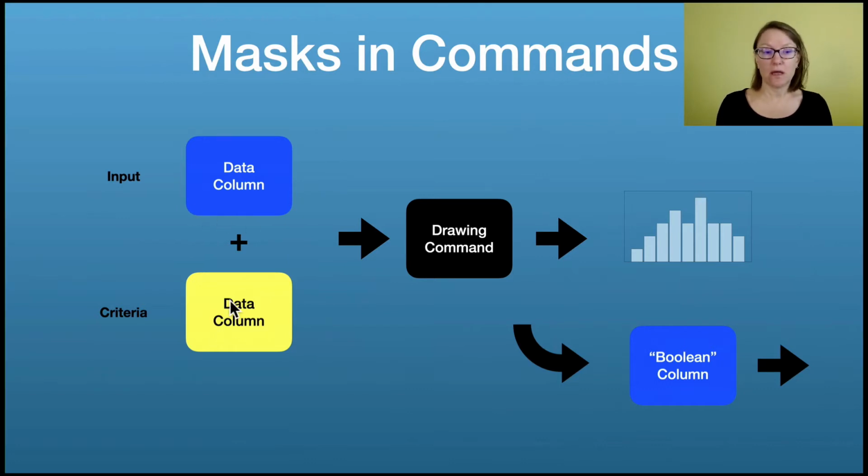We have our input data, we have our data column that we're going to use as a criteria, we have a drawing command that we're going to apply that mask into, and there's some graphical output of that drawing command. We also have this option of outputting a column that is used for that mask that gives us a Boolean column type. Basically, it will output a 0 or a 1 depending on whether a particular row in a column was included within the mask, and then that can be used within other commands to do other things within DataGraph.